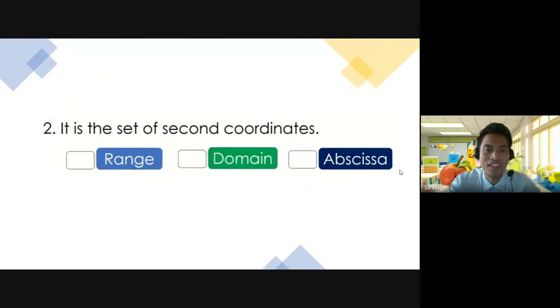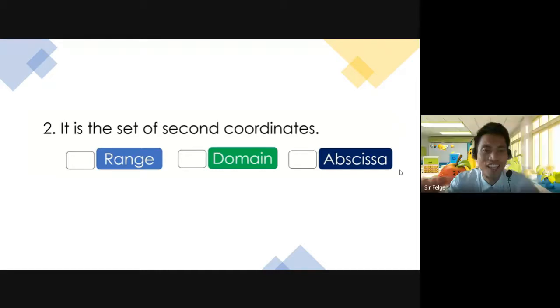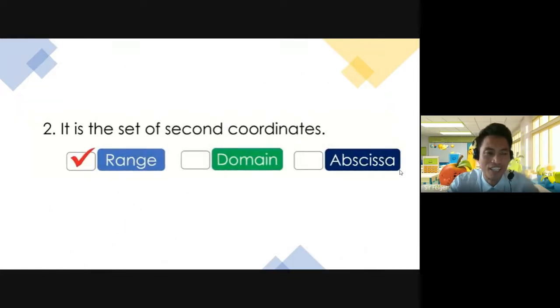The first one. The second one. Set of second coordinates. Range. So, Range po. Ang tamang sagot po ay range. Okay, so meron po tayong first coordinate, which are in an ordered pair, ang tawag po ay x coordinate, which the group of the sets of x coordinate, ang tawag po doon ay domain. Ang y coordinates naman ay range.